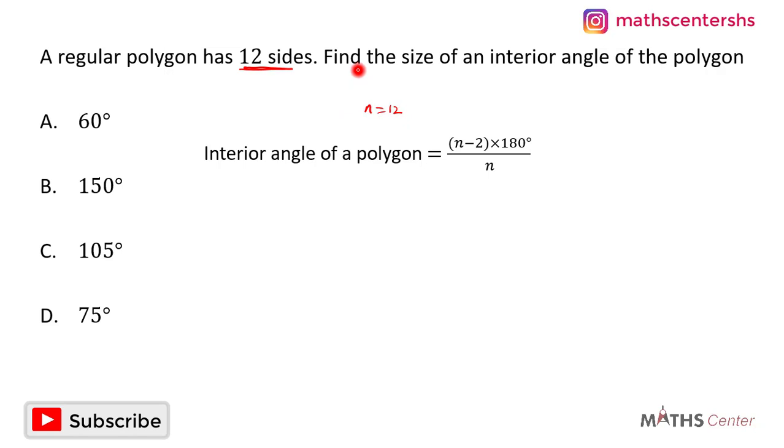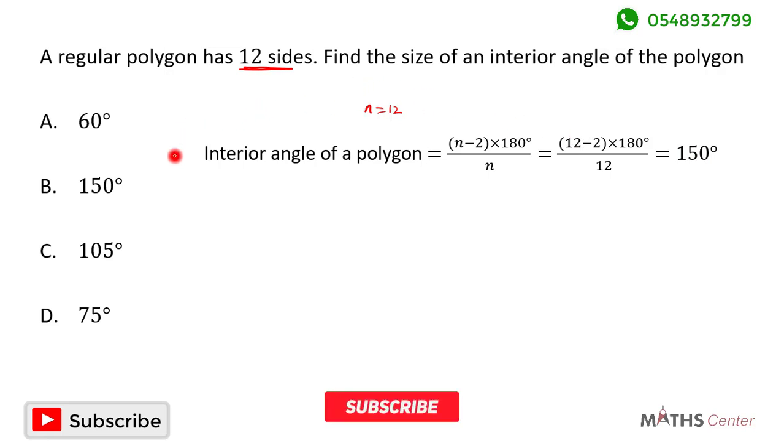So to get the size of an interior angle of this polygon, we will substitute the value of n as 12 into this formula. When we do that, we are going to have (12 minus 2) times 180 degrees divided by 12. And this will give us 150 degrees. So what it means is that the size of an interior angle of this regular polygon is 150 degrees. When we look through the options, the correct option is B, 150 degrees.